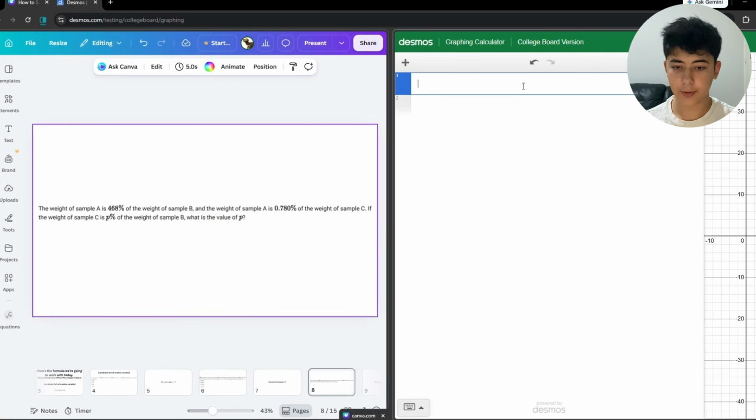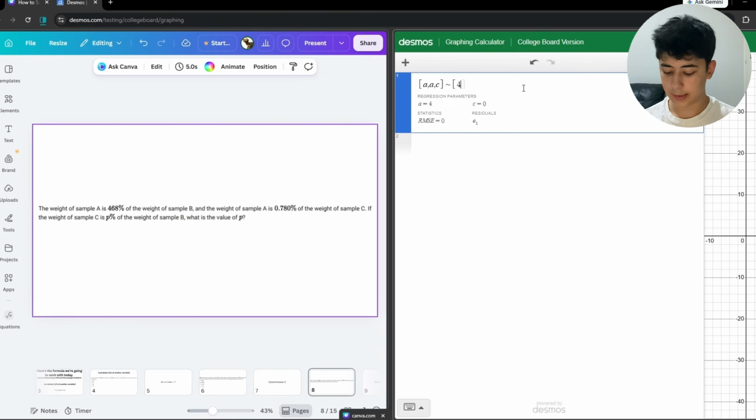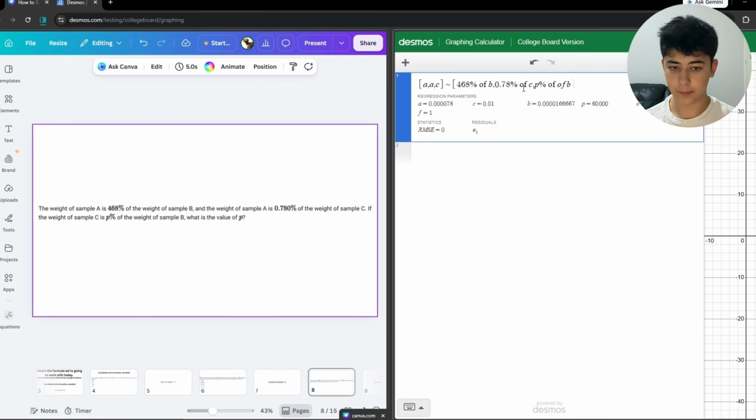So first, let's write A, and C. We're going to follow the same pattern as every single problem we solved so far. Now on the other side, you're going to write 468% of B and then 0.78% of C. And then we're going to write P% of B.